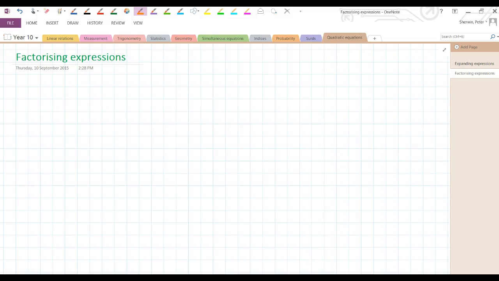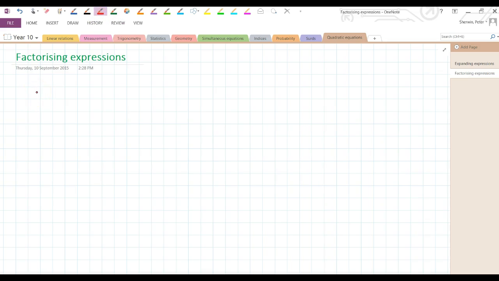Okay, it's time to do some factorizing of expressions. I figured out this year 10 course there's a lot of algebra and just sorting a lot of stuff out in preparation for senior school maths. Factorizing is super important. So we're just going to run through some examples.